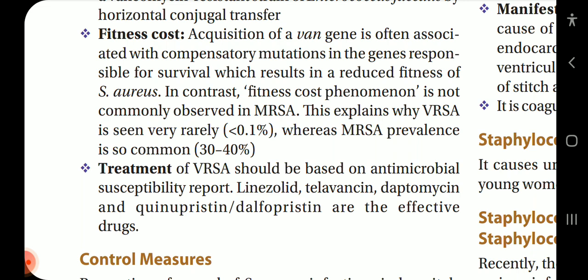Treatment of VRSA should be based on antimicrobial susceptibility report. Linezolid, telavancin, daptomycin, and quinupristin, dalfopristin are the effective drugs.